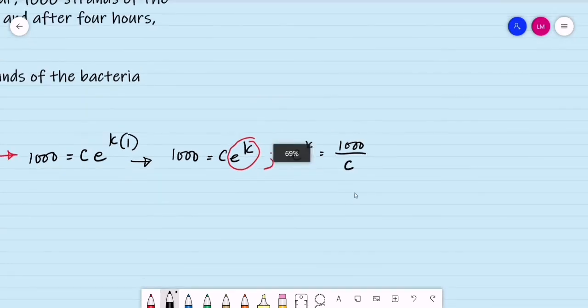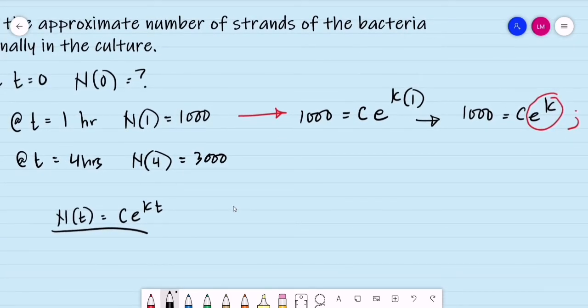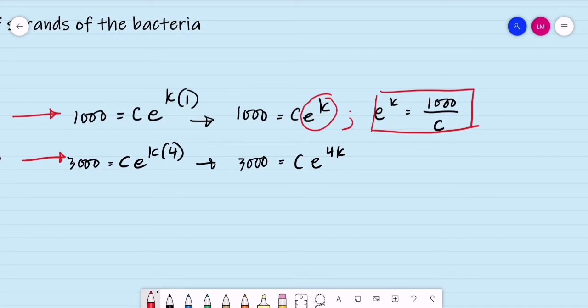So let us use the second set of given. At time equal to 4 hours, N of 4 is equal to 3,000. So again, we are using this equation: 3,000 is equal to c e raised to k, and the time now is 4. So we have our second equation, 3,000 equal to c e raised to 4 times k. We have the equivalent of e raised to k from our first equation, that is 1,000 over c. How do we simplify the term e raised to 4 times k?